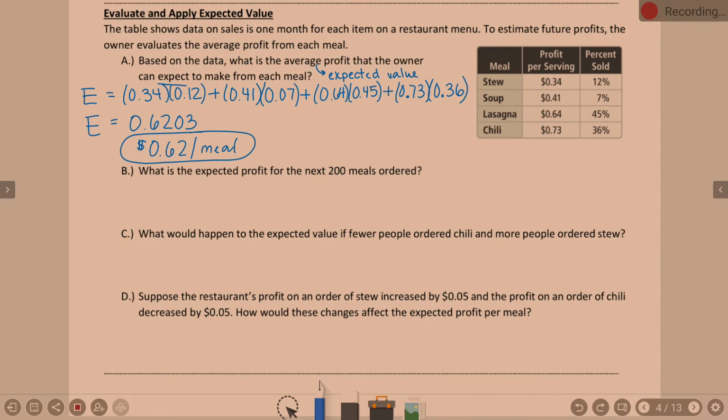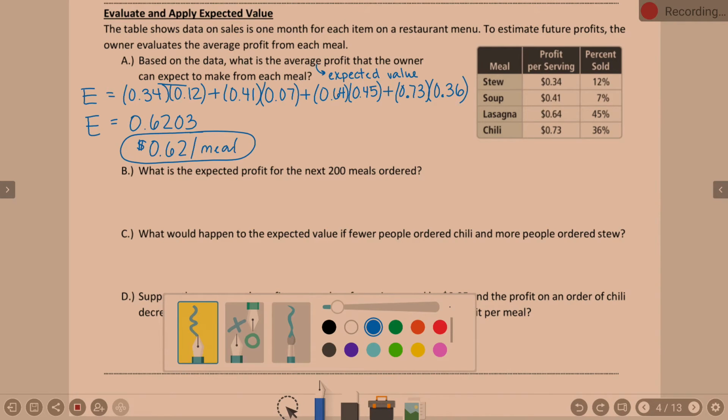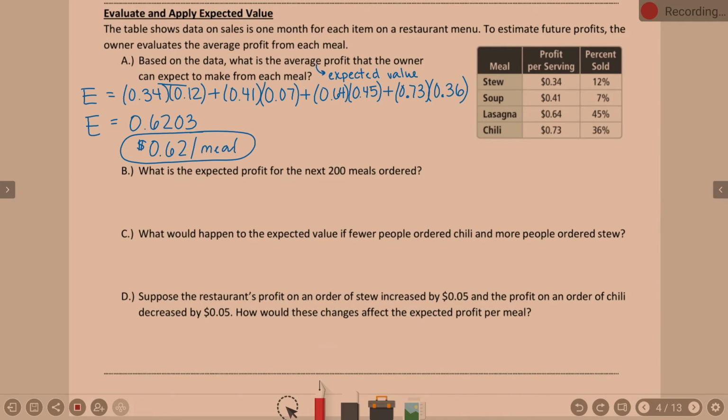Okay, so that's the expected value. In other words, based on the profit made per item and the probability that that item is going to sell, putting it all together, average profit is going to be 62 cents. Now, B, what is the expected profit for the next 200 meals ordered? Take the 62 cents times the 200.